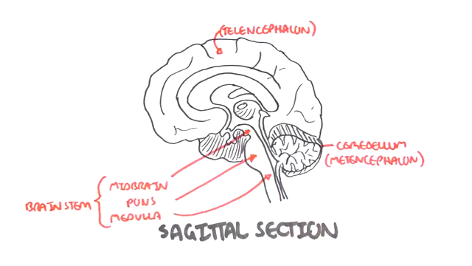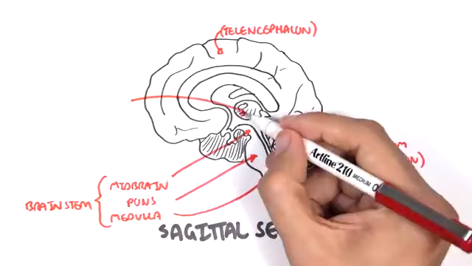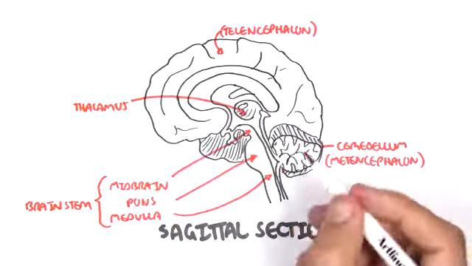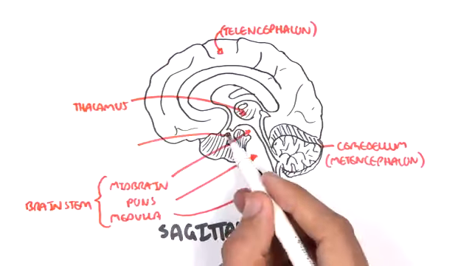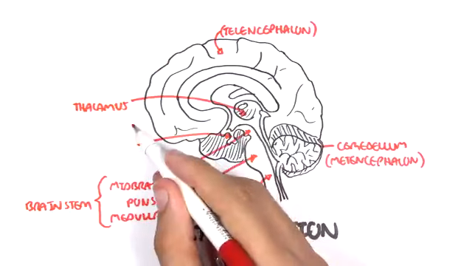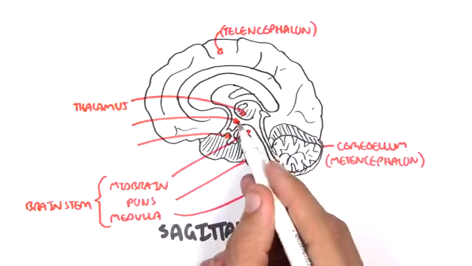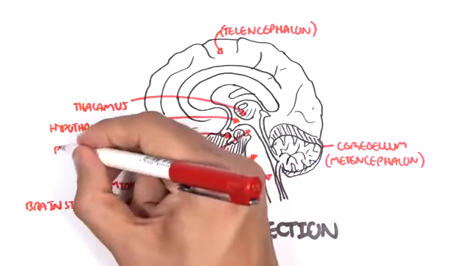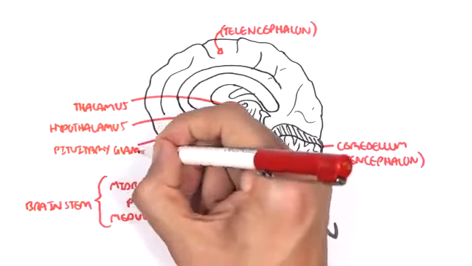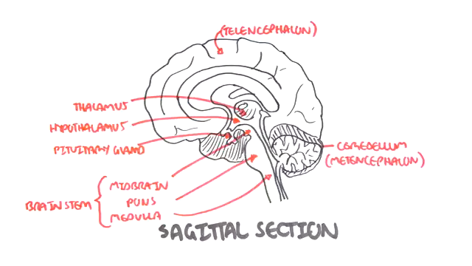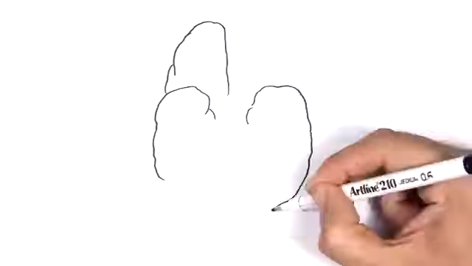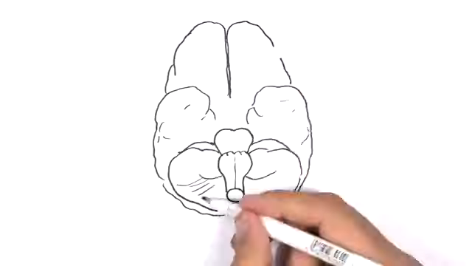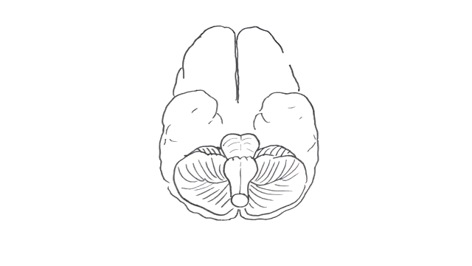Within the center here of the cut brain, there is the thalamus, the relay station of the brain. Below the thalamus is the hypothalamus. Hypo as in below. So hypothalamus, below the thalamus. And below the hypothalamus, there are two lobes, and these are known as the pituitary lobes. The hypothalamus and the pituitary lobes, or glands, are important endocrine glands. Now let us look at the brain from an inferior view.